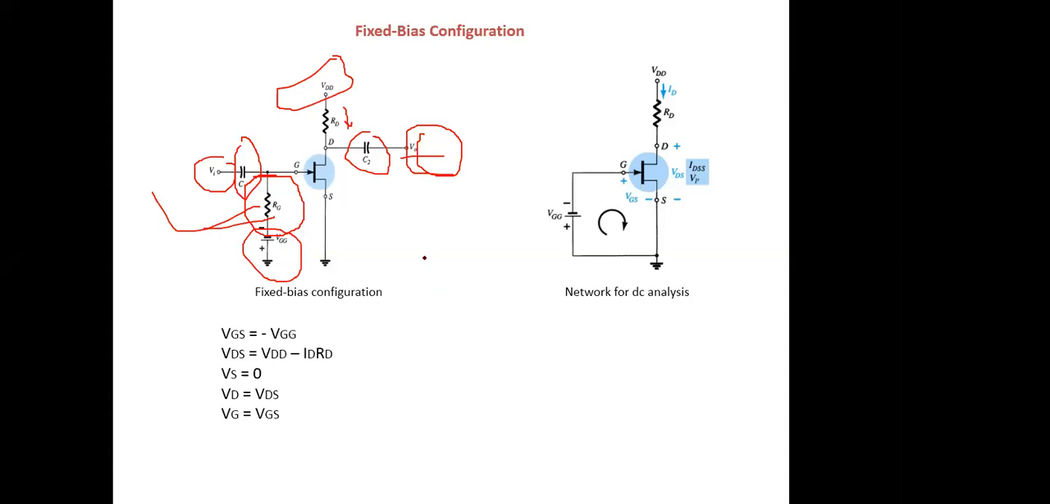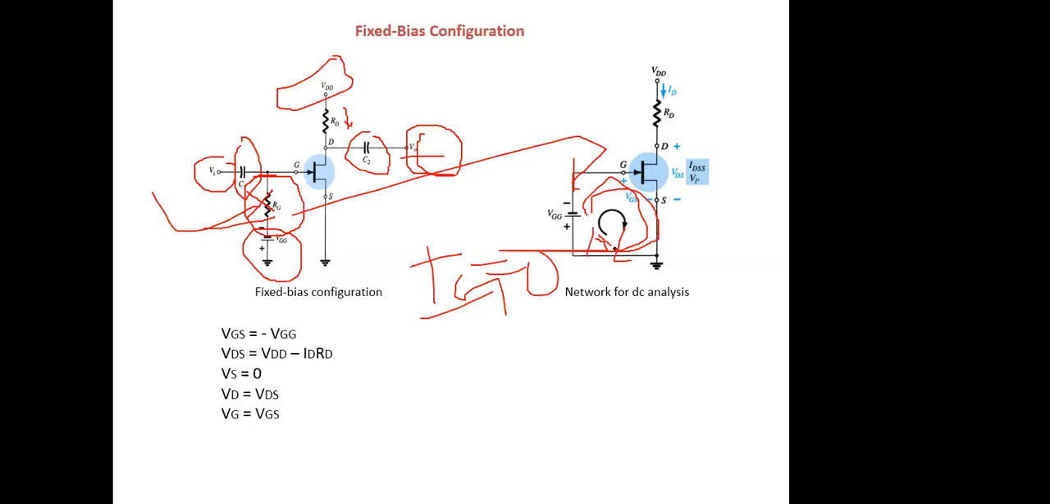Now we are assuming Ig is equal to 0, so no current flows through this loop, and therefore no current flows through this resistor either. That's why this resistor is not shown in the analysis part. In the analysis, if we consider the input loop for the fixed bias configuration, we have one battery and one voltage drop VGS. Else there is nothing here. The source is directly connected to ground. So we can say VGS is equal to minus VGG, because there is no other drop in my loop, since we have assumed that IG is 0.